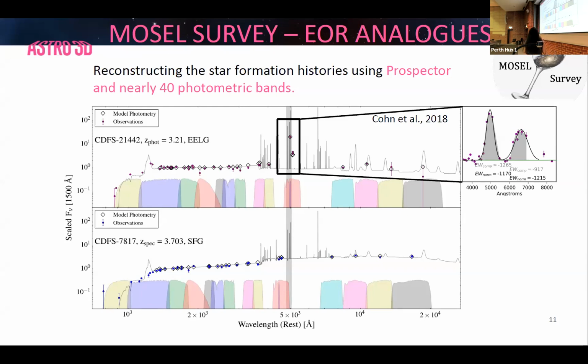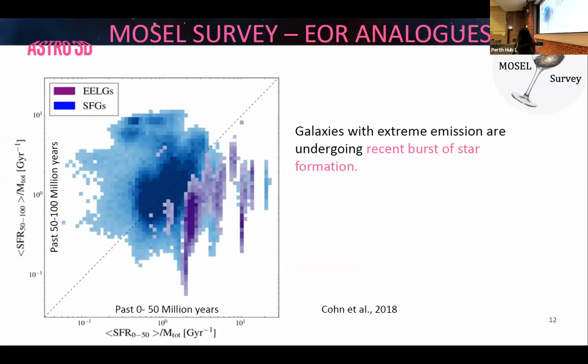And this is one analysis that was done by Jonathan Cohen, and he used this extensive photometry to reconstruct the star formation of these extreme emission line galaxies. What he found is that these extreme emission line galaxies are undergoing a burst of star formation. So this plot here shows the star formation rate in the past 50 million years on the x-axis, and the 50 million years before that on the y-axis.